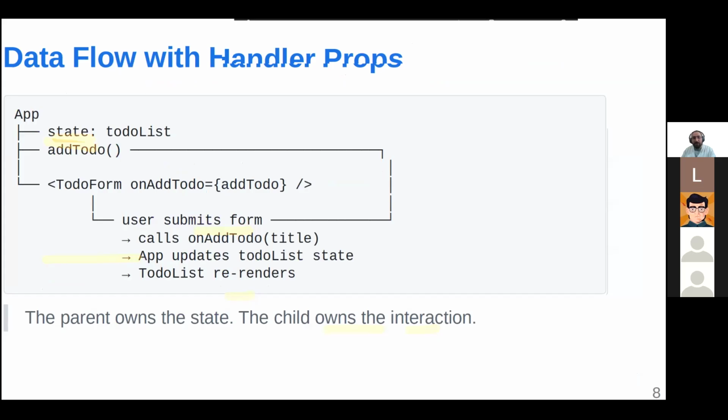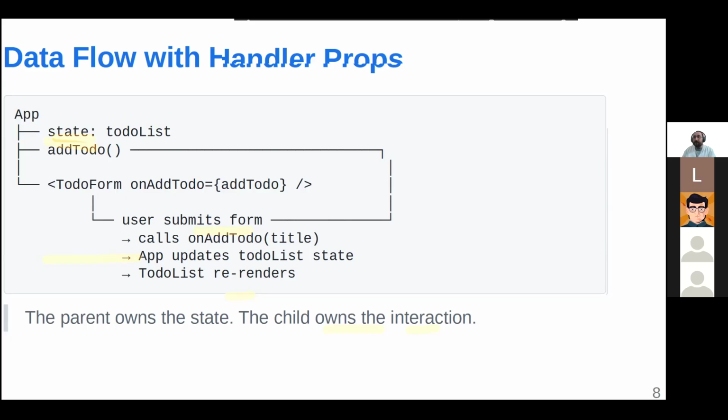So let's look at the full flow. The parent component owns the state. It passes a function down to the child, and the user interacts with the child, like clicking on the button. Okay, so the child calls the function, the parent updates the state, and then React will re-render the user interface.